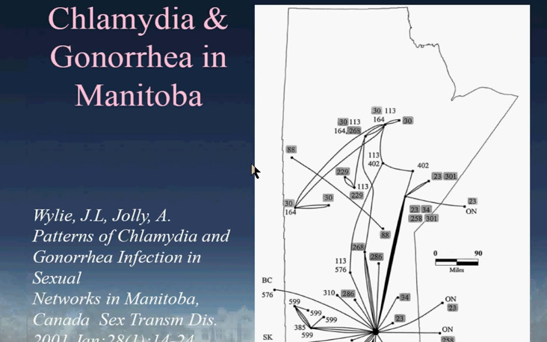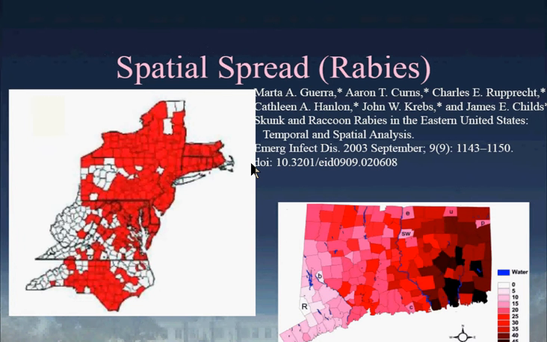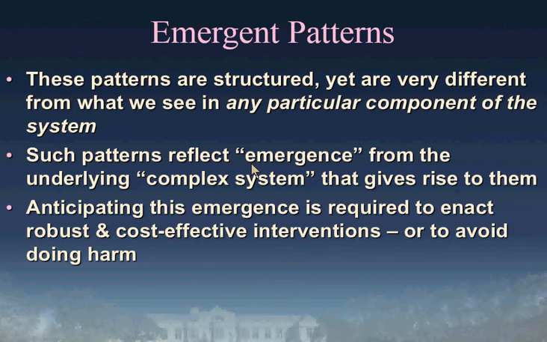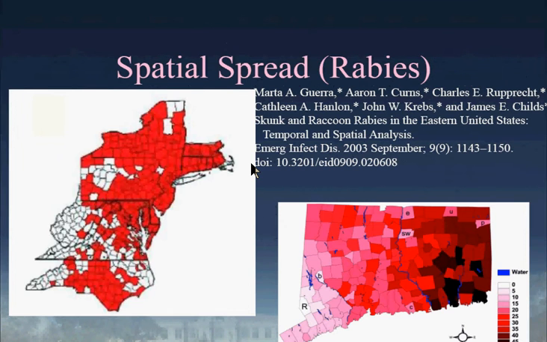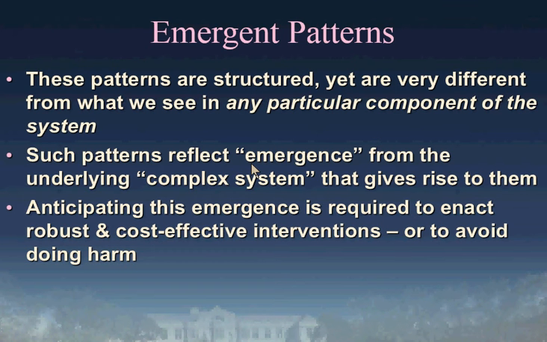And even in zoonoses like spreads of rabies, there are these sort of circular patterns by which the bug spreads. These patterns are structured, but they're very different from what we see in a particular component of the system. Once again, it's this entangling of many factors that give rise to these patterns. It's not just the characteristics of the bug. It's not just the characteristics of the host or the vector. It's not purely the landscape. It's not purely the other demographics of the populations. It's a tangling of all of those.